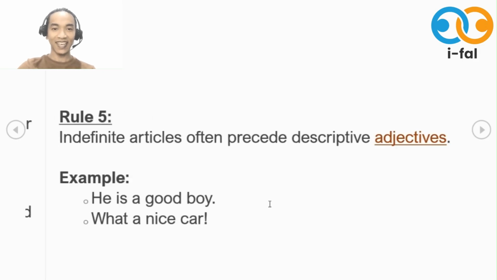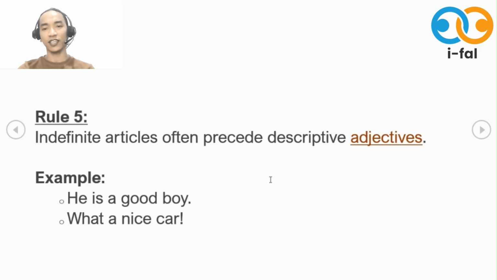The next one, indefinite articles often precede descriptive adjectives. If it is a descriptive adjective, something that is telling a description about a noun, then we can use the indefinite article a or an. So, he is a good boy. What a nice car. When you are adding a noun after the adjective, then you can use an article, a or an.